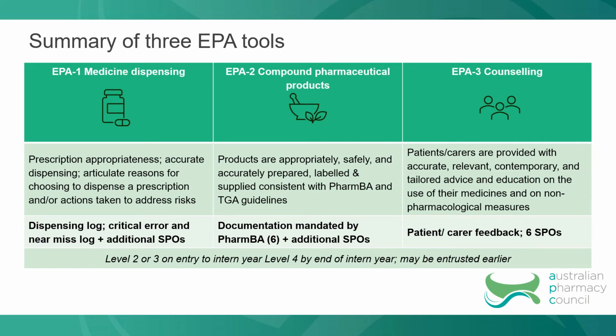EPA 3 is for patient counselling and ensuring patients and carers are provided with accurate and tailored advice on the use of their medicines and the management of their health conditions. For this EPA, it is suggested that 6 short practice observations would be appropriate to inform entrustment decision making, with the opportunity also for the intern to receive feedback from the patient or carer perspective to whom they provided the counselling, and a template is provided to support the collation of this feedback.